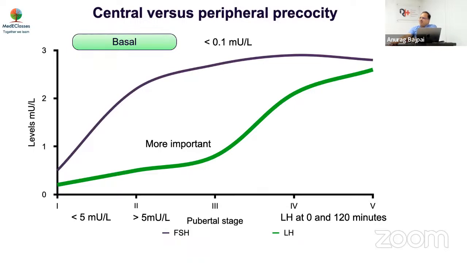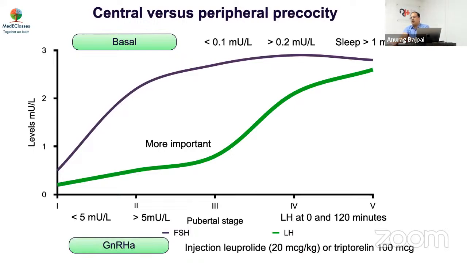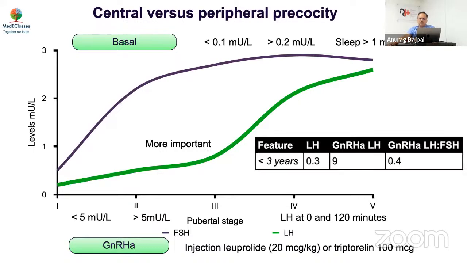So generally, you are not in much doubt, but you can do a GnRH stimulation test if there is confusion. You give triptorelin or you give leuprolide, 20 micrograms per kg, 100 micrograms, and then you check your LH levels after 0, 2, and 4 hours, and you will find that there is a lack of response, which will suggest that this is a peripheral precocious puberty.